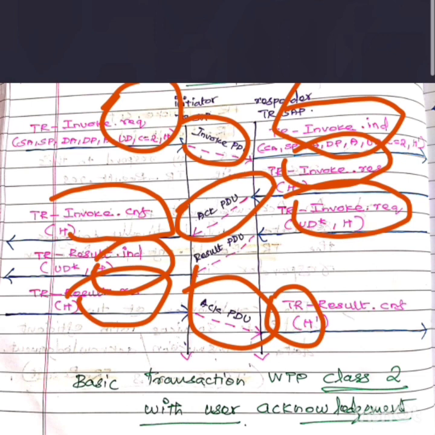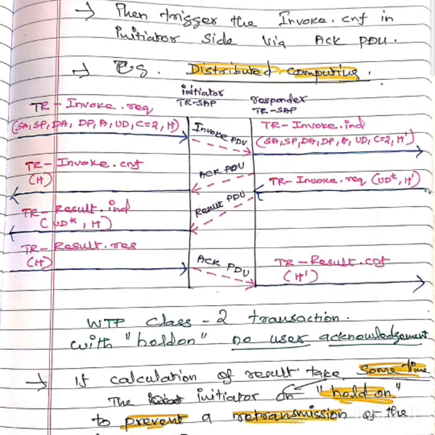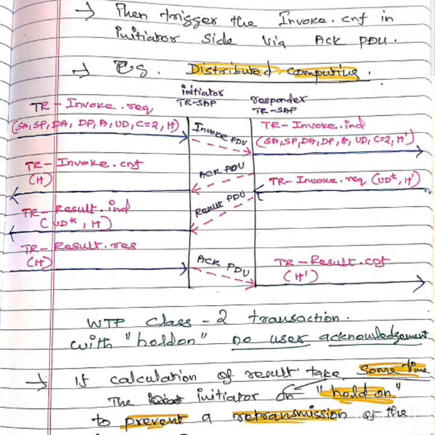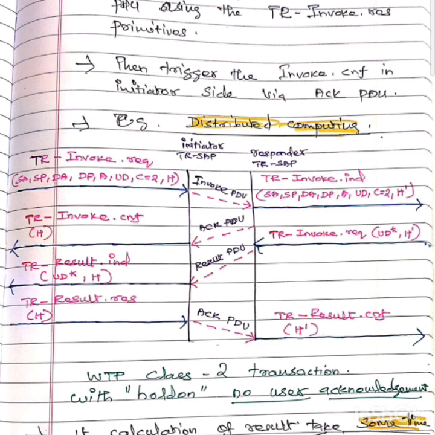What's the difference between the two? In this diagram, acknowledgements happen. First it gives the acknowledgement to the request, then only sends the request for the result message, then it provides the acknowledgement to the result. Class 2 with user acknowledgements is mainly used in distributed computing.